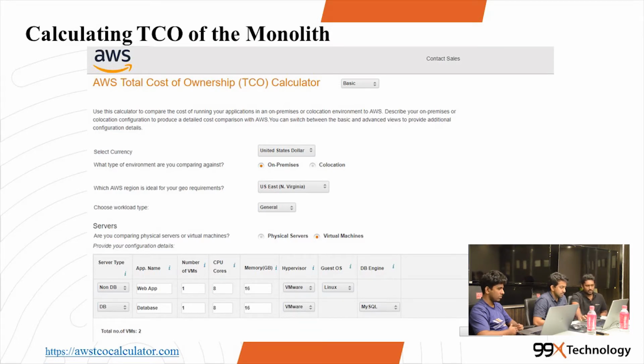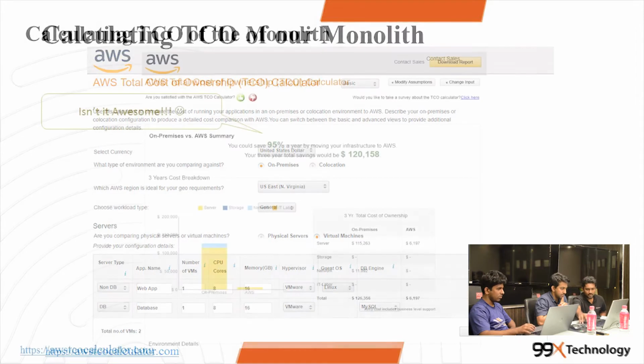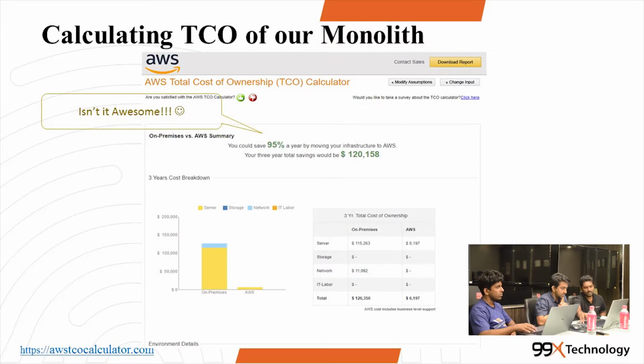For example, let's say our server, named web app, has one VM with 8 CPU cores and 16 GB memory, and we can have a DB instance, the database, with one VM with 8 CPU cores and 16 GB of RAM. Then we can calculate this TCO using this web interface very easily. It will provide a detailed cost benefit of this TCO calculation.